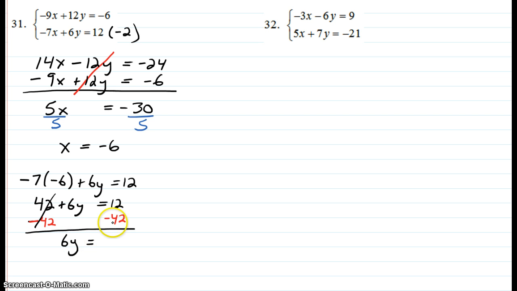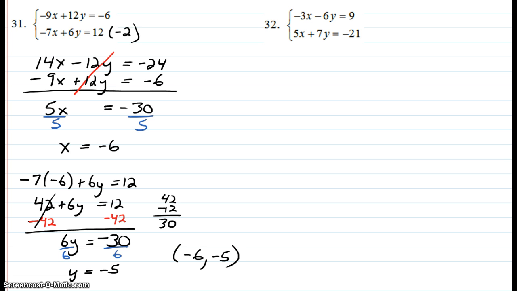Now we have different signs, so we subtract. So you're just going to do 42 minus 12, and so we get 30. And do we have more positives or more negatives? We have more negatives, so it's going to be -30. And so now we divide both sides by 6. And we end up with y equals -5. So we think our answer is -6, -5. And so what we'll do is we'll check it.